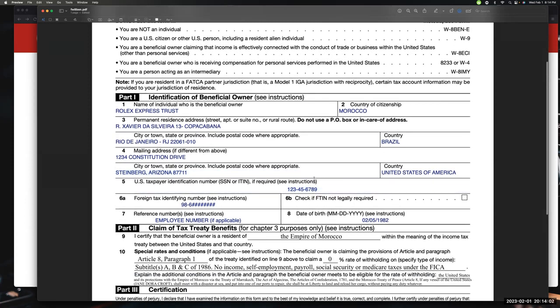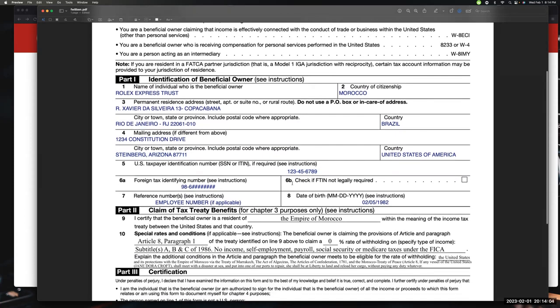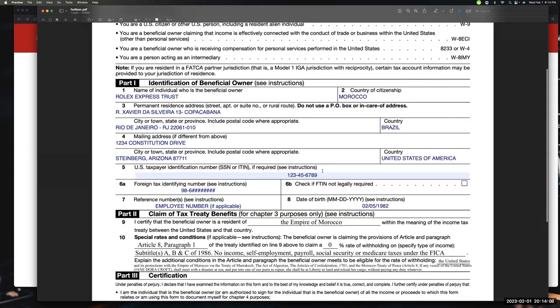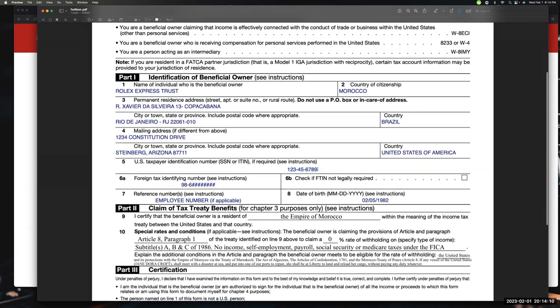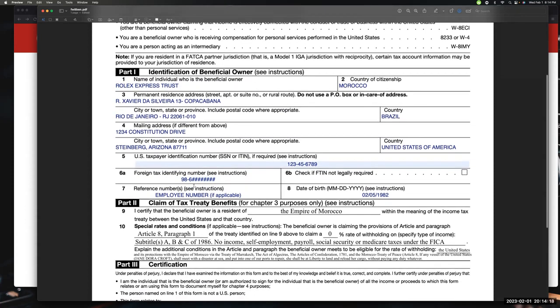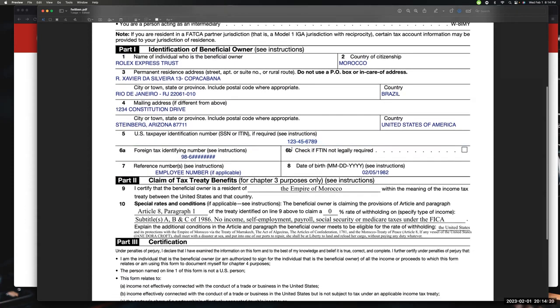Give them the social right here. Okay. You can put your name directly after if you like, in parentheses. Now, the foreign tax ID number is going to be the number associated with your foreign express trust. That's the 98 number. So you skip 6B, go down to 7. If you have an employee number already, you can place that there as a reference. And then, of course, your date of birth.